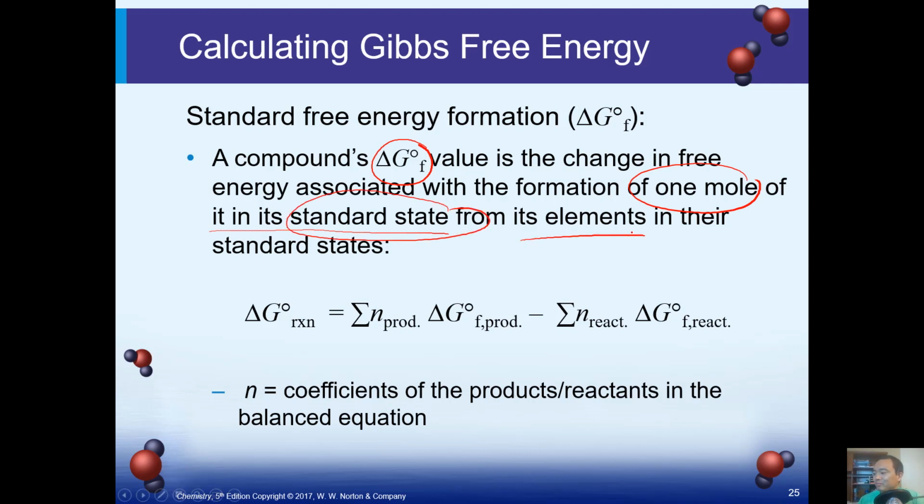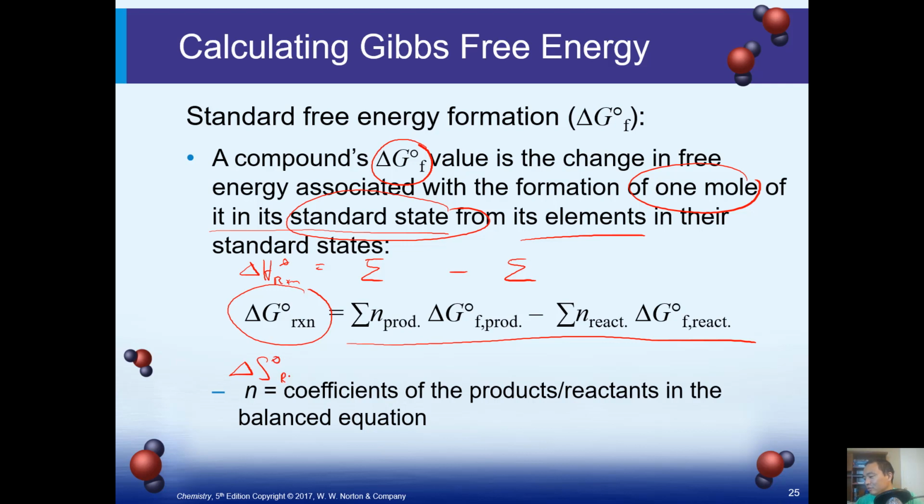So when you do the calculation for delta G for the reaction, as we previously discussed, it's very similar to the delta H for the reaction calculation and that of the delta S for the reaction. I'm not going to write down all the details because we just talked about it. And remember, the n over here is the chemical coefficient of the products or reactants in the balanced chemical equation.